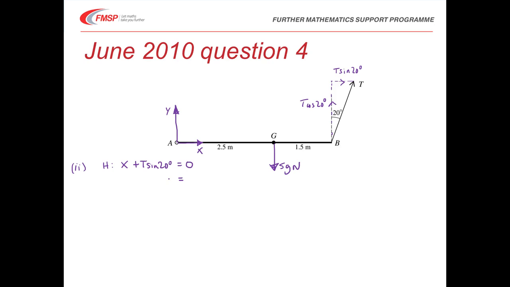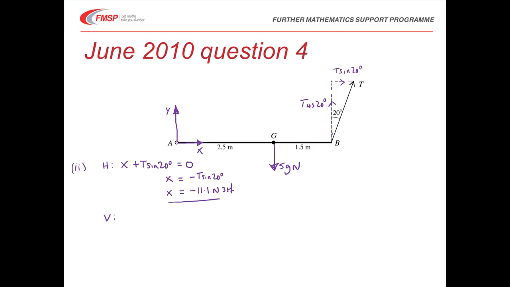Well, I'm not worried about that. It just means that, in fact, my value for X, I should find X pointing the other way. The way I've drawn X, I'm going to end up with minus T sine 20. And I know T from the previous calculation is 32.6, and multiplying that by sine 20 gives me minus 11.1 newtons to 3 significant figures. So the minus sign is just correcting the direction for me.